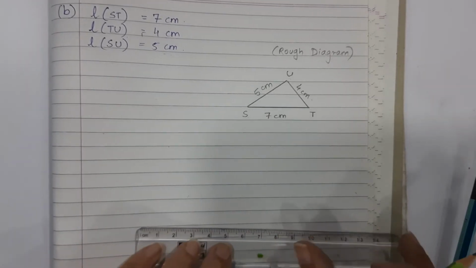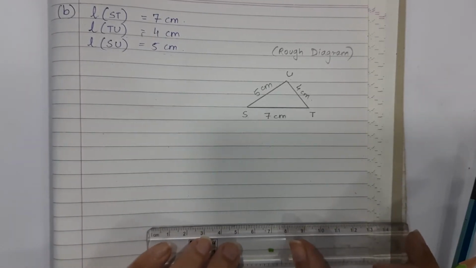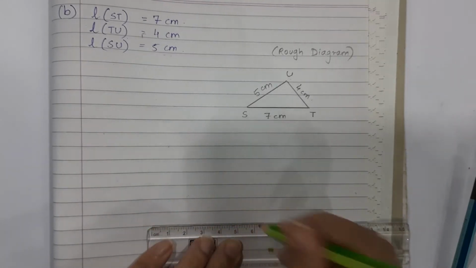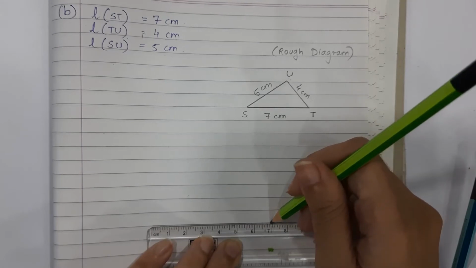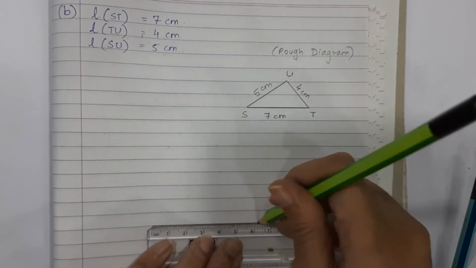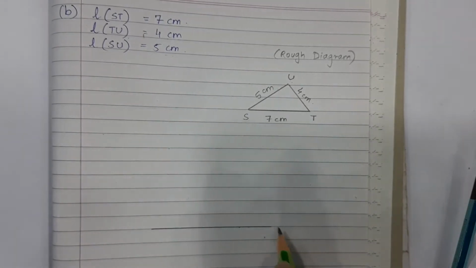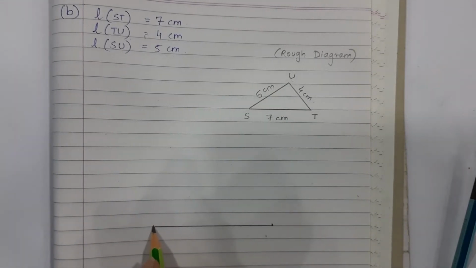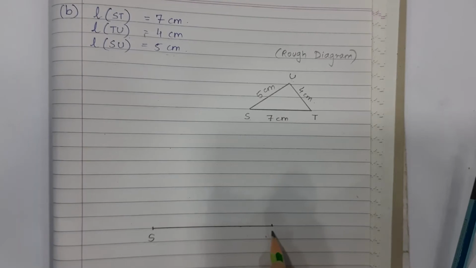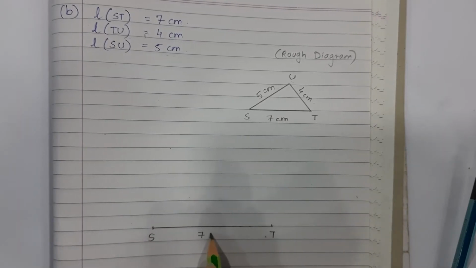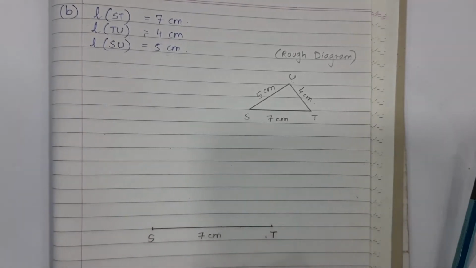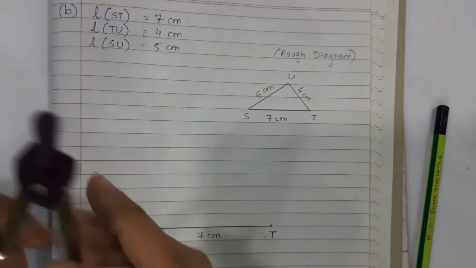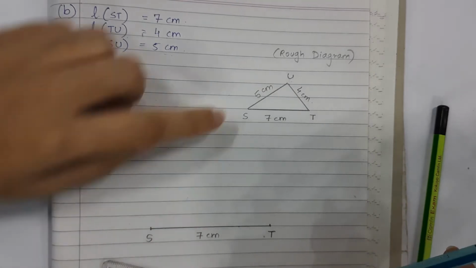First thing, we are supposed to draw the base. The base is 7 centimeter. I am going to take exactly 7 centimeter and draw a straight line. Students, once again I am repeating, please use a pointed pencil. Darken the end points and label them first. Then write down the measure. Once we are done with this, we will take our compass and adjust the remaining measures.